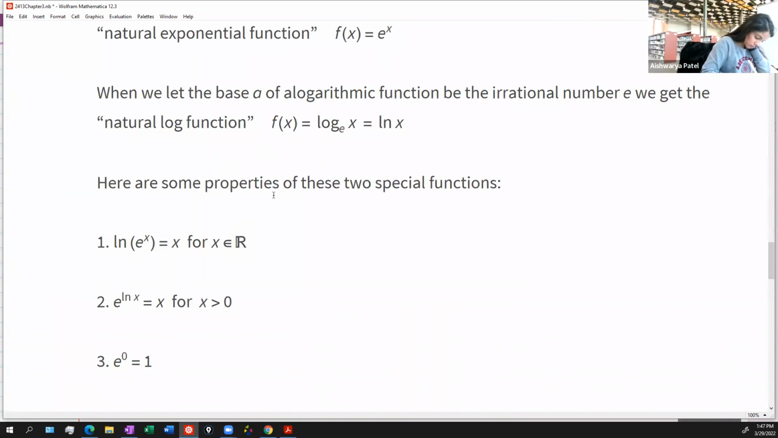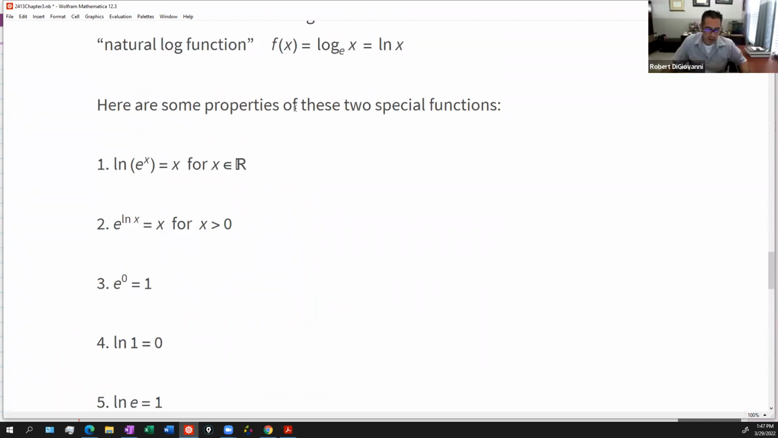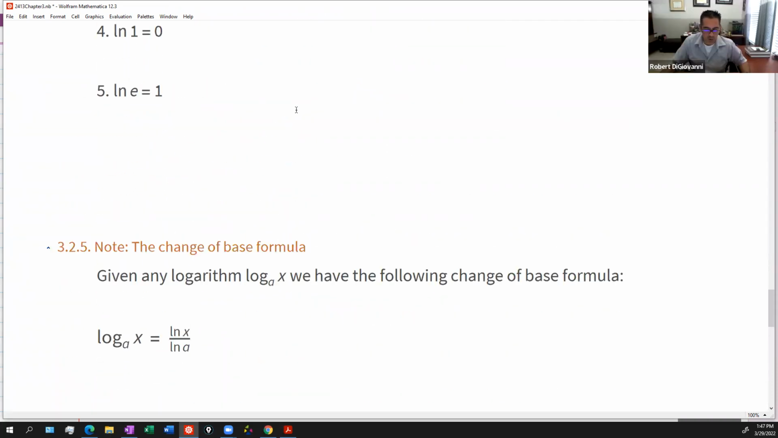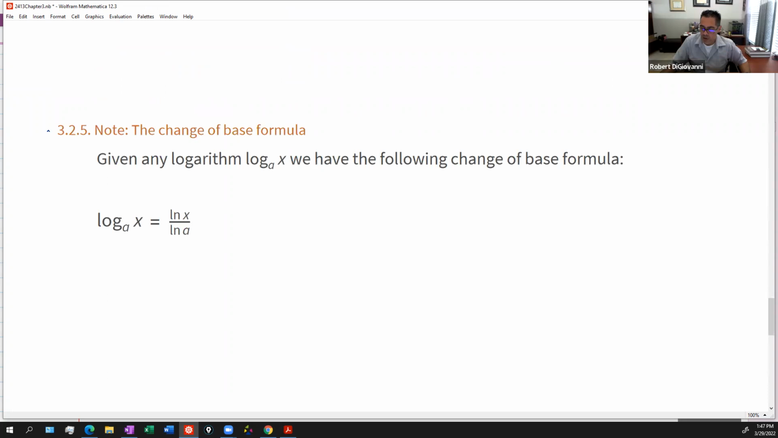All right, so this is where I talk about the natural log. There's one more formula that I want you to know, and it's the change of base formula. Like I said, you can do a log with any base. But when you look at your calculator, it usually only has the natural log key on it. So this is a formula that allows you to change any log.